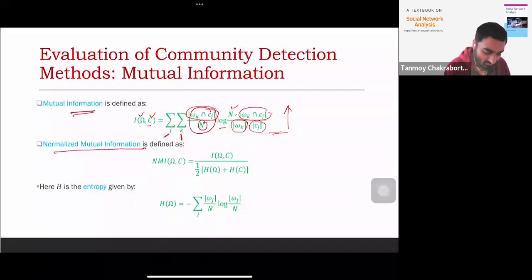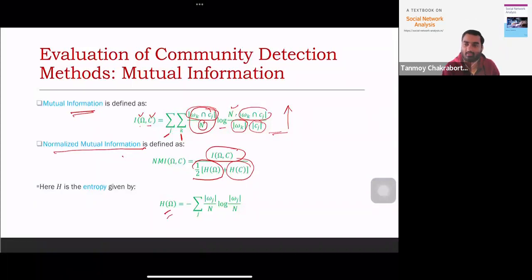So instead of taking only the mutual information, we normalize it by the entropy of the detected community and the ground truth community. And we know how to compute the entropy. This is Shannon's entropy, okay? Minus p_i log p_i. So p_i is basically the fraction of the size of the community, and you have p_i log p_i, right? So you compute it for the detected and the ground truth community.